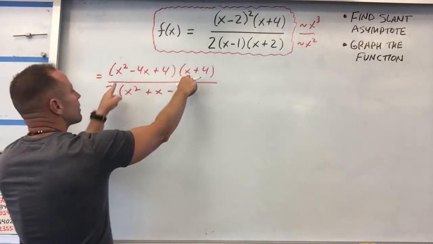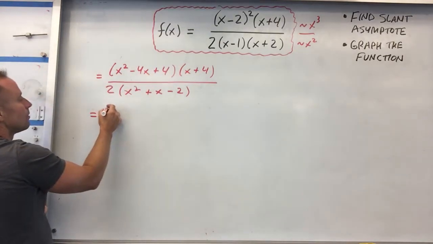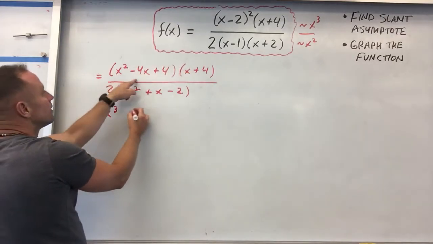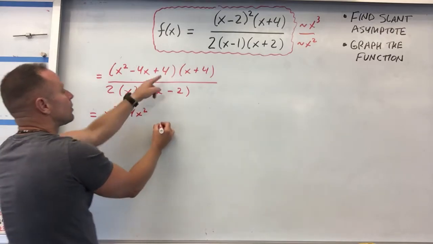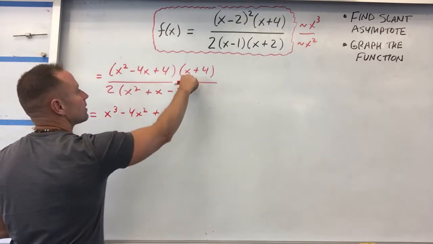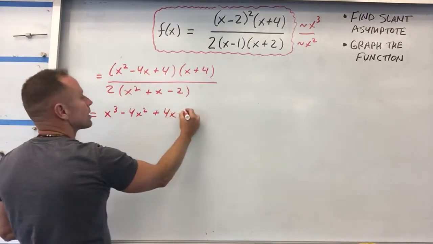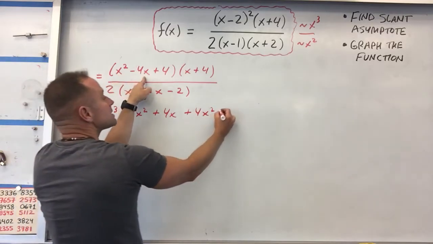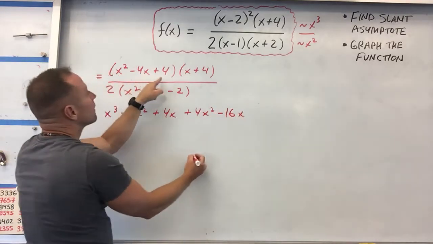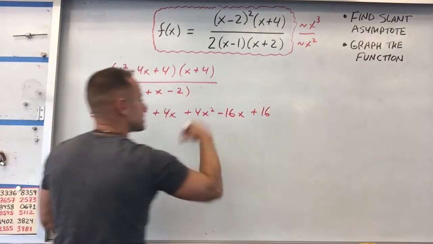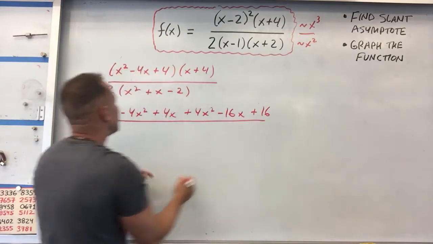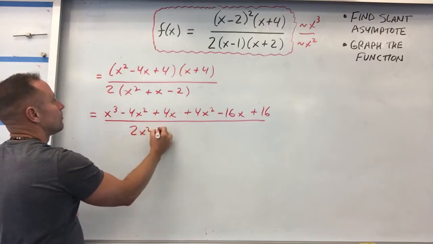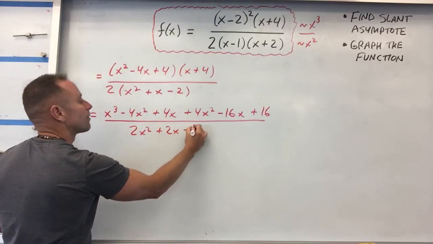So for the first term, we have to distribute this x to everybody. Doing that, we'll get x cubed minus 4x squared plus 4x. That's handling this guy. Now we have to distribute the 4, so we get a plus 4x squared minus 16x and plus 16. So that's all the numerator. We'll simplify it in a moment. In the denominator, we really just need to distribute that 2, so you get 2x squared plus 2x minus 4.